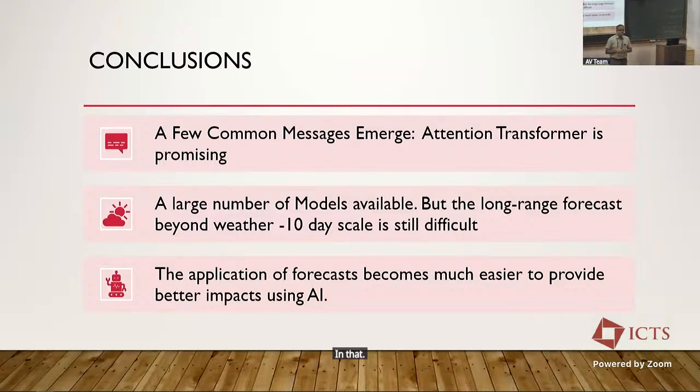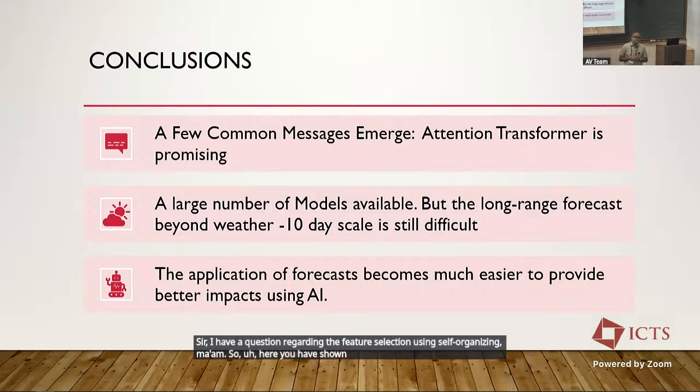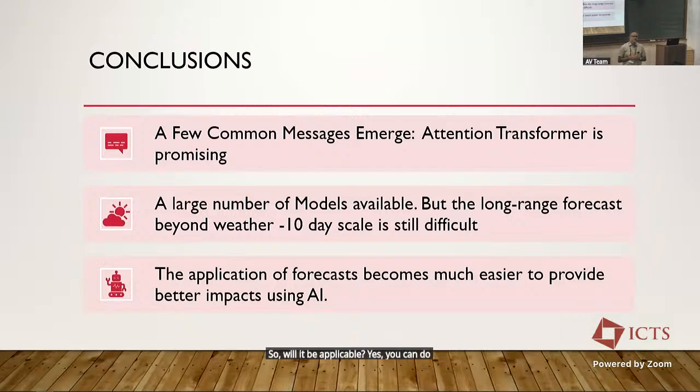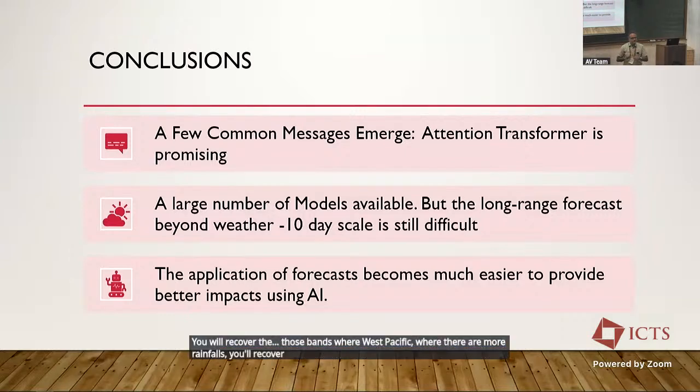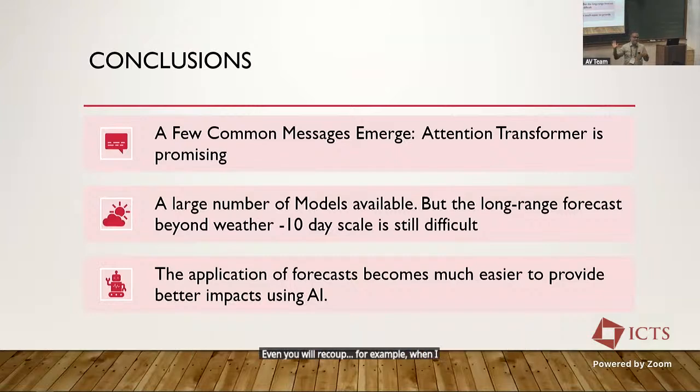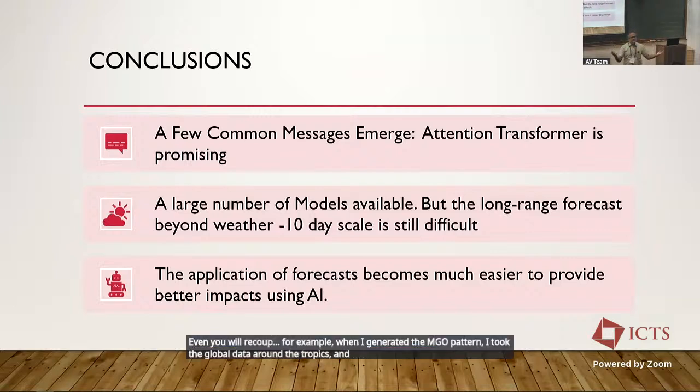Sir, I have a question regarding feature selection using self-organizing maps. Here you have shown the clustering for Indian precipitation. If I want to do the same thing for global precipitation, will it be applicable? Yes, you can do it. You will recover the ITCZ. You will recover those bands in the West Pacific where there is more rainfall. You will even recover the Indonesian region. For example, when I generated the MJO pattern, I took global data around the tropics and generated the rainfall all over the tropics. Yes, you can do it. Thank you, sir.